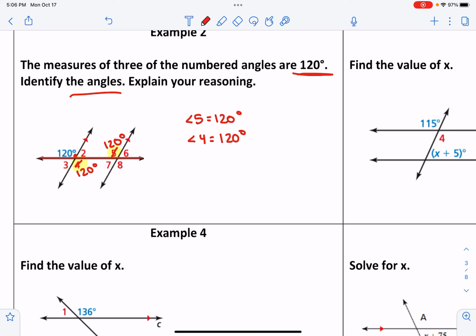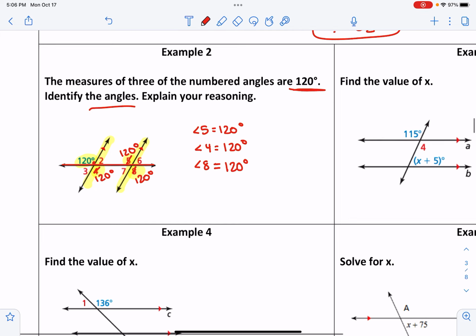Now the last one is alternate exterior. So I look back at that 120 from our original, and I look for the alternate, so alternate sides of the transversal, exterior to our parallel lines, and I see angle 8. Alternate exterior is also congruent, so alternate exterior angle 8 also equals 120 degrees.